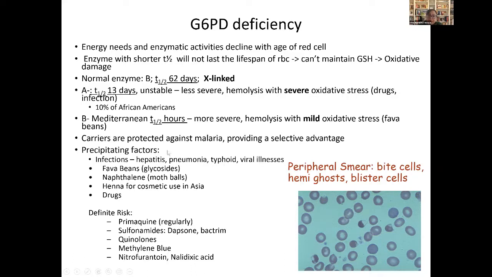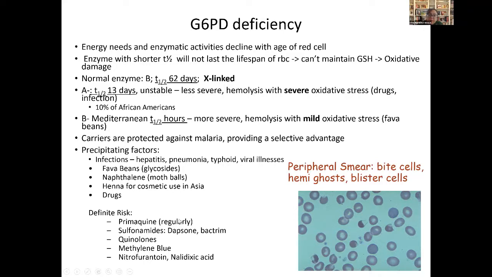The carriers of all these genotypes are protected against malaria, which is why we have this mutation to begin with, right? It's providing a selective advantage. The precipitating factors, as I've mentioned, could be any type of infection, could be fava beans, could be naphthalene or mothballs, which I don't believe we use anymore. But things like henna for cosmetic use in Asia, and medications. And from the medications, the big offenders are primaquine, sulfonamides such as dapsone, quinolones, methylene blue, nitrofurantoin, and nalidixic acid.